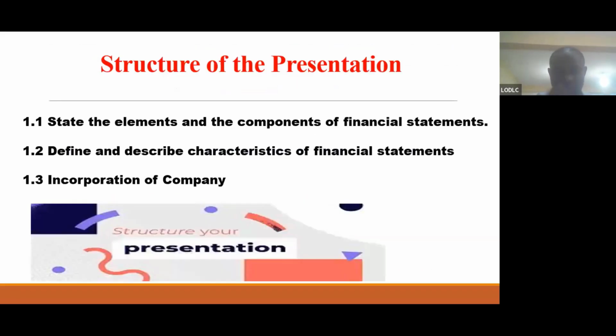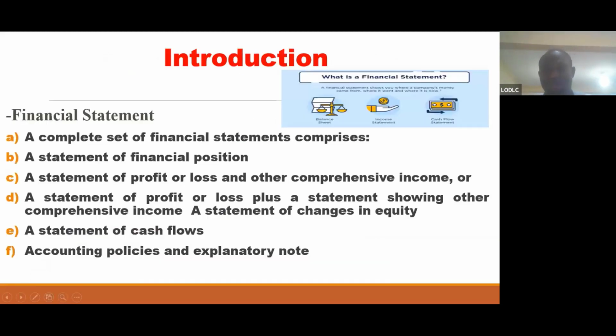So this is the structure of my presentation. So I have 3 learning outcomes. At the end of the day, you should be able to state the elements and the components of financial reports. Then we should be able to define and describe the characteristics of financial statements. How do we incorporate a company? So those are the 3 things that we need to do justice with. So let's start with the first learning outcome, which is the elements of the financial statements.